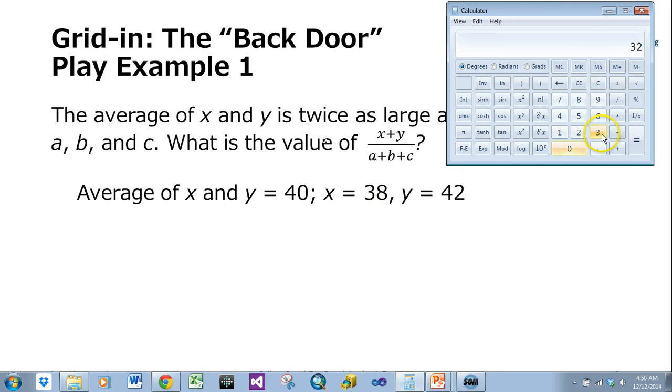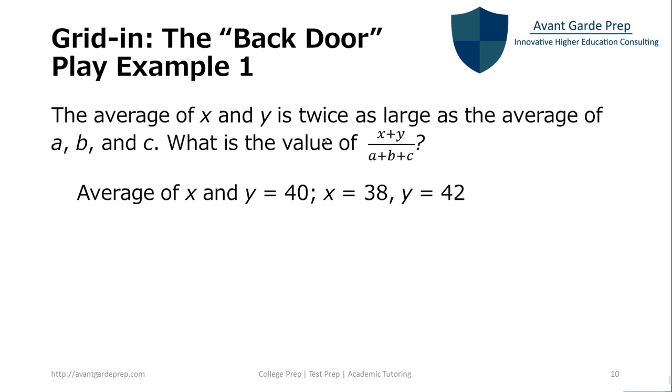But we'll go ahead and do the math just to check it out and make sure we have the right numbers. So we'll add 38 plus 42, and that's going to give us 80. We divide that by 2, and now we have an average of 40. So the average of 38 and 42 is 40. Now that we have that average of x and y at 40, we know that this is twice as large as the average of A, B, and C.